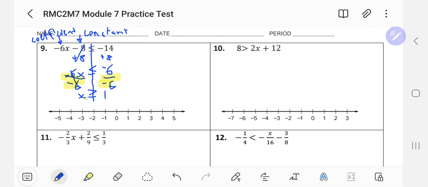All right, now it's time to read it to ourselves and graph it. x is greater than or equal to 1. So we have a closed circle, and greater than is that way.